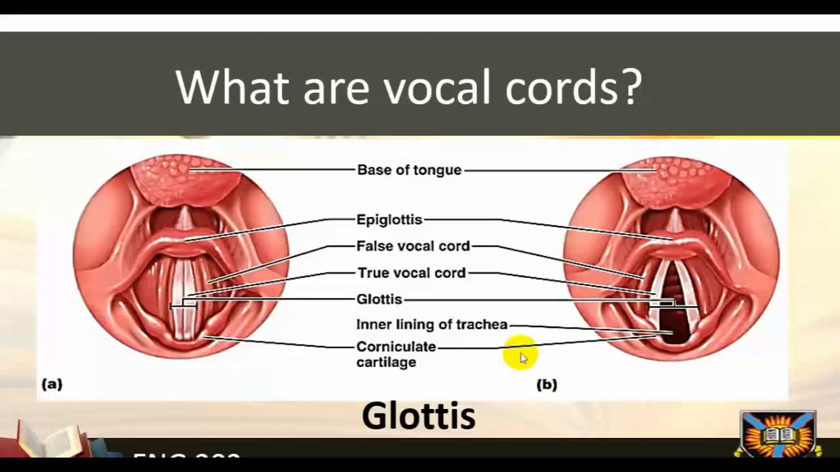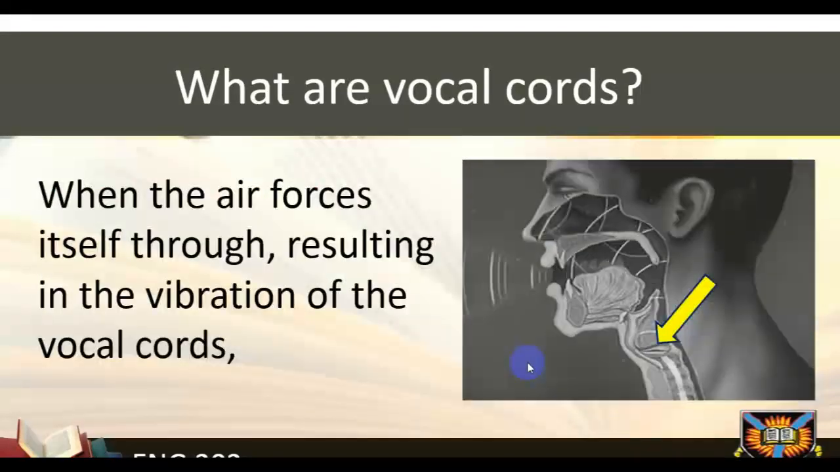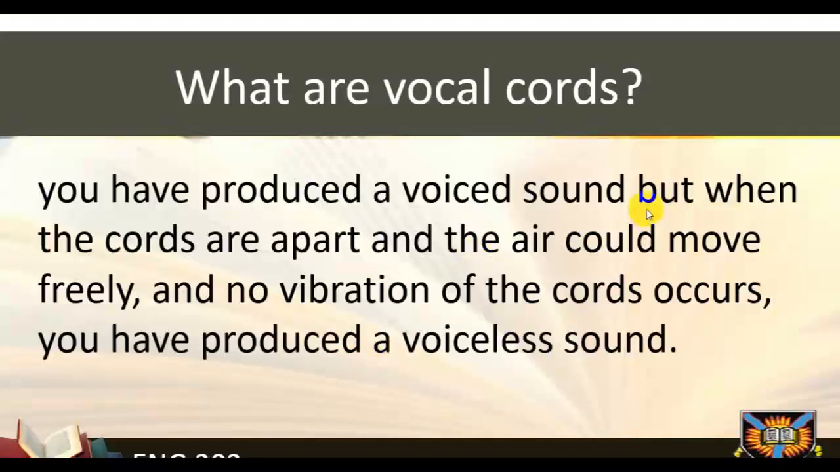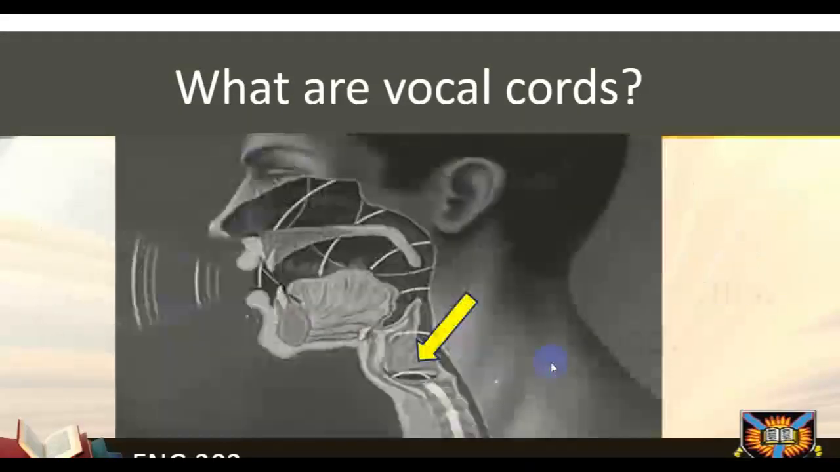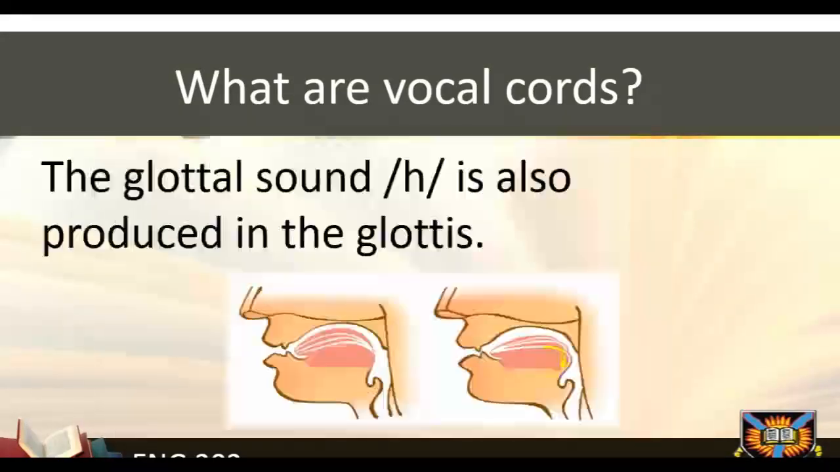When the air forces itself through, resulting in the vibration of vocal cords, you have produced a voiced sound. But when the cords are apart and the air could move freely and no vibration of the cords occurs, you have produced a voiceless sound. The glottal sound H is also produced in the glottis. Don't forget that we have been following the movement of the air coming from the lungs.